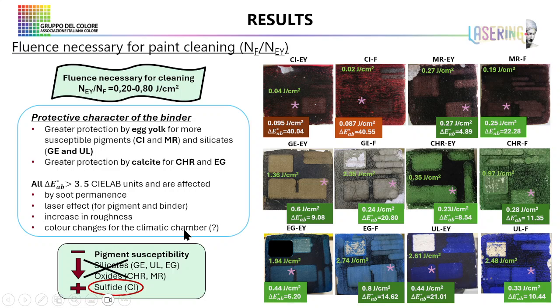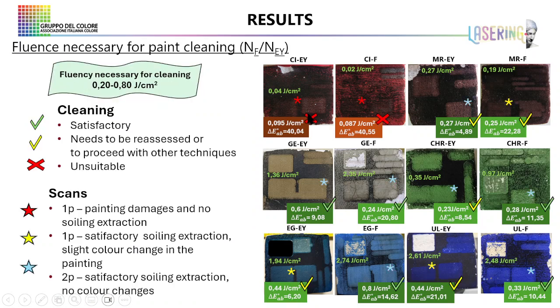From the point of view of the composition of the pigments or the binder, the pigment susceptibility is no longer evident with the silicates or oxides, but it is still evident with the sulfide, which was not possible to consider as suitable for this cleaning tool. The other samples, contrasted in yellow, can be considered suitable, but we need either to reassess the fluences or to proceed with other techniques.